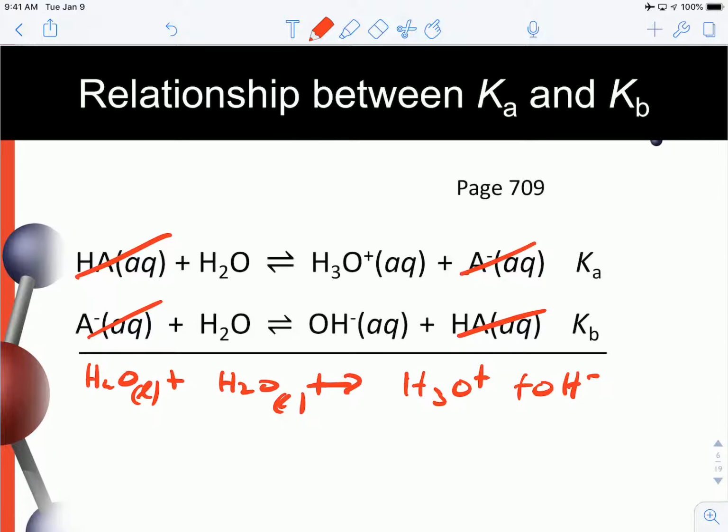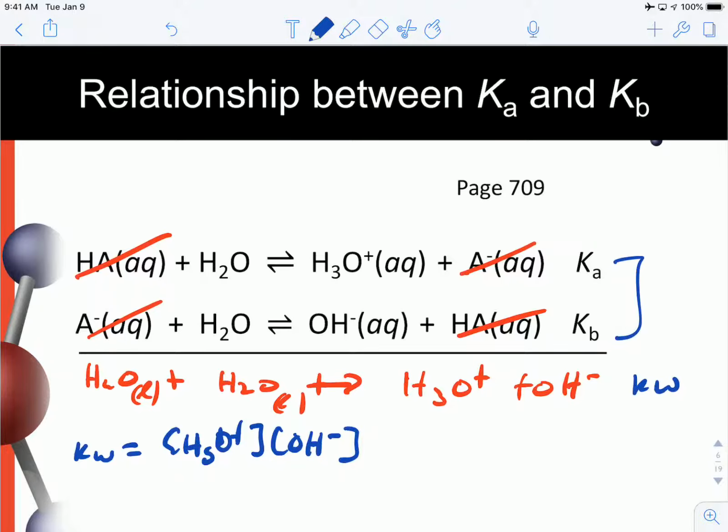So this ultimately, right here, is just your Kw. Products over reactants: H3O positive times OH minus. We define Kw as this, remember? So effectively, remember what you learned: if two expressions summed up can equal another expression, then their equilibrium constant is simply equal to the product of the other two. So this becomes Ka times Kb. That's what Kw is. And that's just a simple way of showing you that relationship because they're opposite reactions, so it kind of makes sense. They completely neutralize each other.